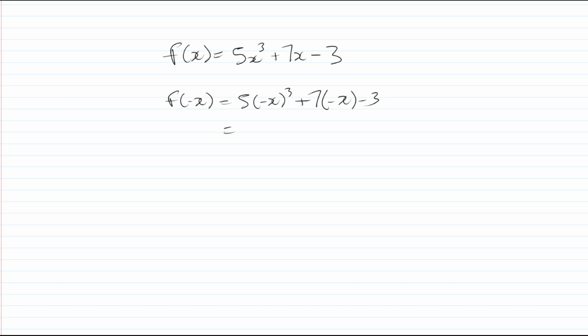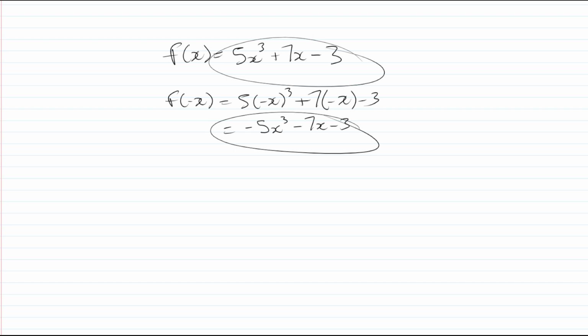Okay, simplify that. Negative x cubed, well, I can rewrite that term as negative 5x cubed. Plus 7 times negative x, well, that's just minus 7x. Okay, notice this result is not the same as this result, but it's also not the opposite. If it was the opposite, this minus 3 would have become a plus 3 in this result, and it did not. So this function here has no symmetry. It's neither even nor odd when it comes to symmetry.